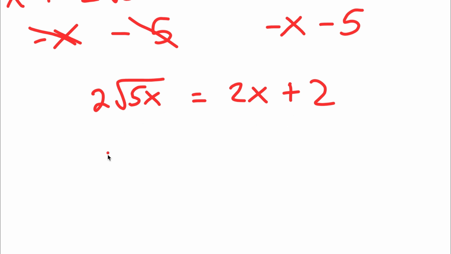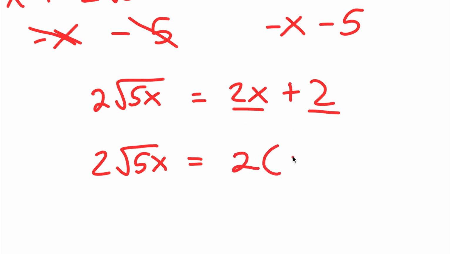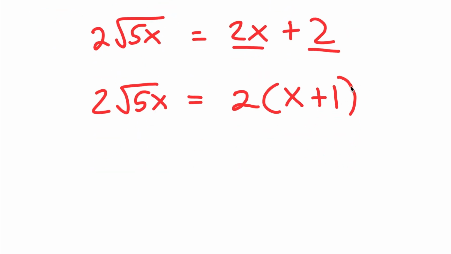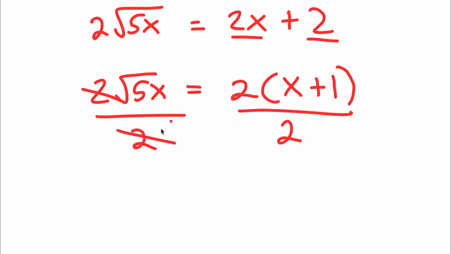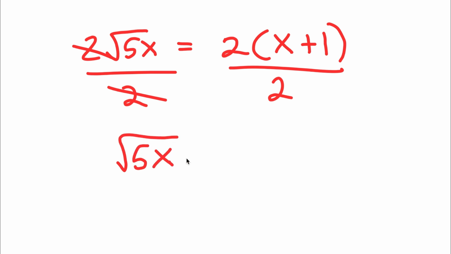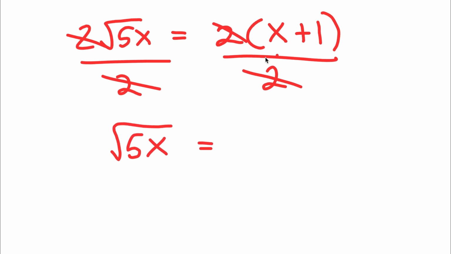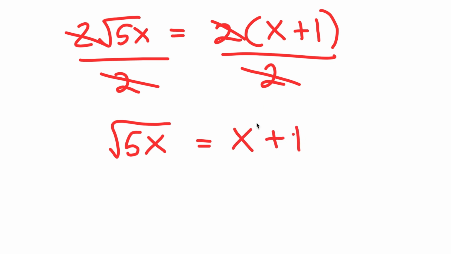Now what I'm going to do for my right-hand side is notice how both of these terms have 2 in them. So I'm going to factor out 2. So I get 2 times x plus 1. So 2 root 5x is equal to 2 times x plus 1. And this means that if I divide both sides by 2, these two cancel out. And I'm left with the square root of 5x is equal to x plus 1.